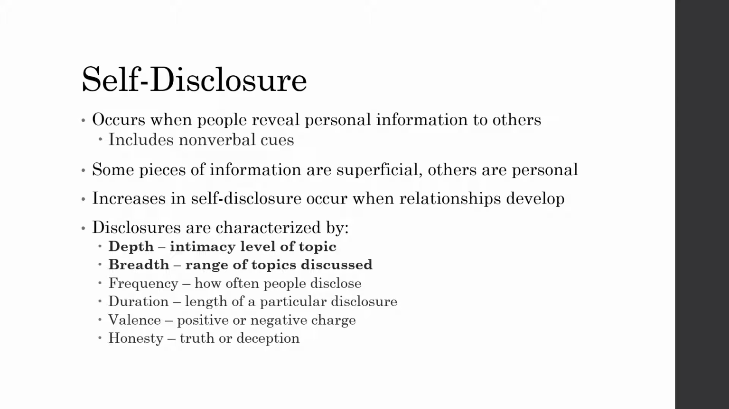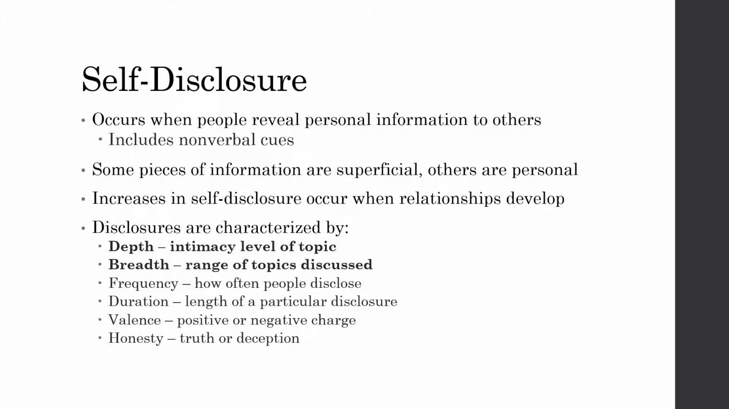So disclosures are characterized by generally 6 different dimensions. So you have depth and breadth. So depth would be the intimacy, how intimate the topic is. Breadth would be the number or the range of topics that you're allowed to discuss or that's appropriate to discuss in a particular relationship. Frequency and duration go hand in hand. So frequency is how often people disclose, like over time. Duration is the length of any particular disclosure.